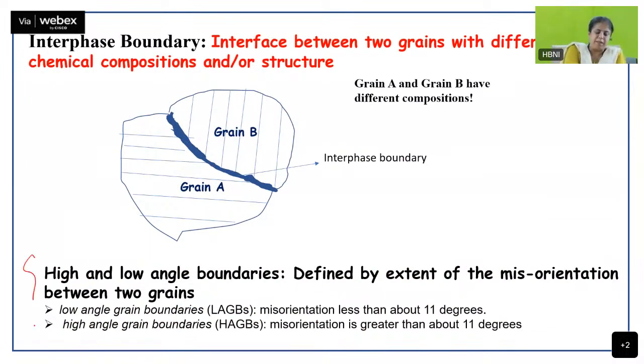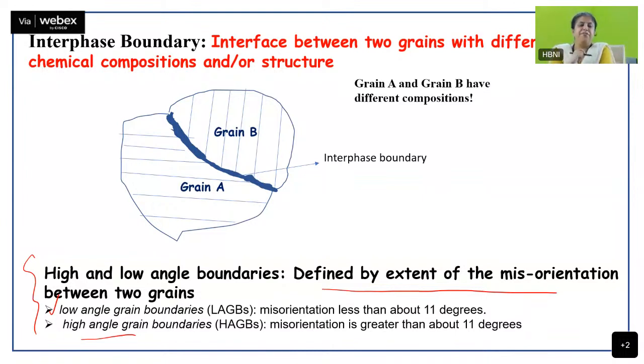And also there is something called high and low angle boundary. These are nothing but terms used by metallurgists and material scientists to define the extent of misorientation between two grains. I have a grain A, I have a grain B. If their misorientation is less than 10 to 11 degrees, they are called a low angle grain boundary. If it is more than 10 to 11 degrees, they are called a high angle grain boundary. These names are very self-explanatory, so you don't really need to remember it.